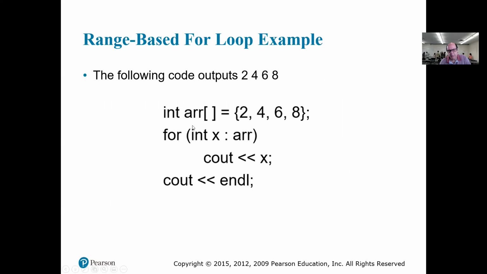An example of that would be this. We have an array of 2, 4, 6, 8. Now I'm going to do for (int x : arr), where arr is the name of my array, and cout << x. The first time around, x becomes 2 and it prints 2. It goes back up, x becomes 4, prints 4. Then x becomes 6, prints 6, then x becomes 8, prints 8. And then it's not going to go back up anymore because it knows this is the last one.